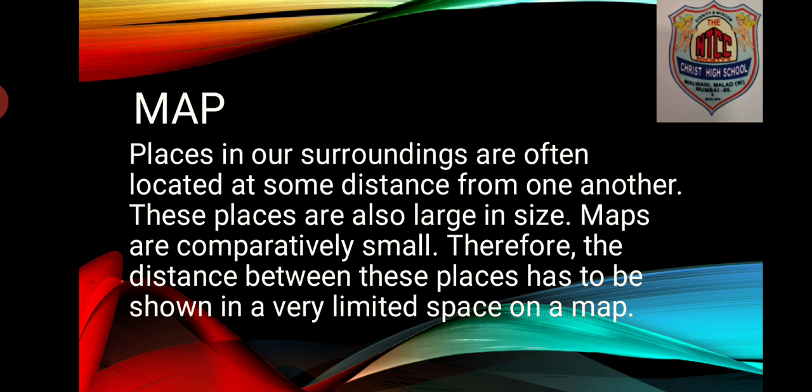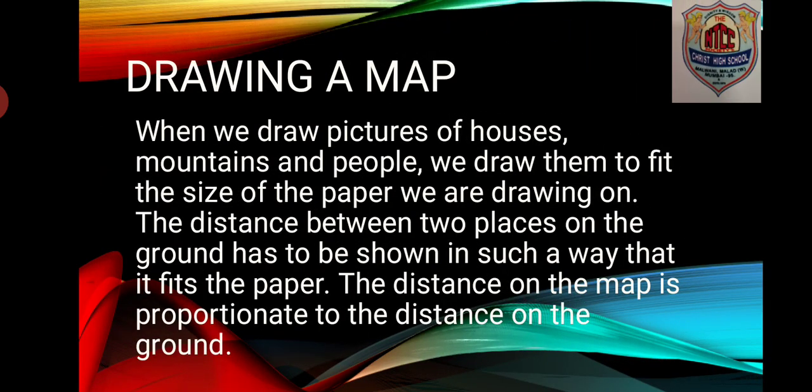Now, if the picture is very big, you cannot draw that picture on the paper, right? So, we have to take a proportionate distance to the distance on the ground. See in the picture, drawing a map. When we draw pictures of houses, mountains and people, we draw them to fit the size of the paper we are drawing on. The distance between two places on the ground has to be shown in such a way that it fits the paper. The distance on the map is proportionate to the distance on the ground.